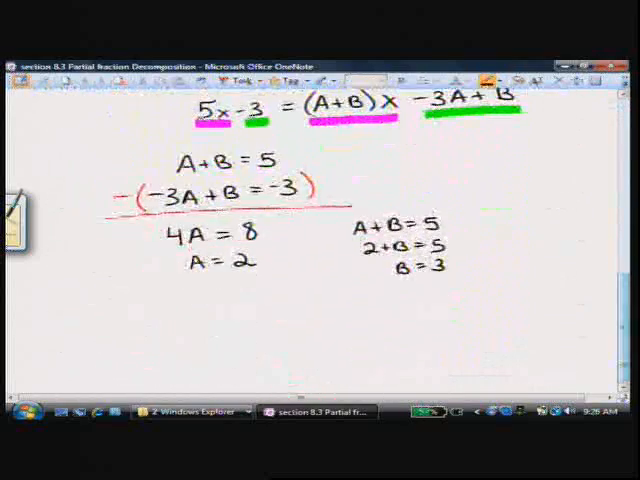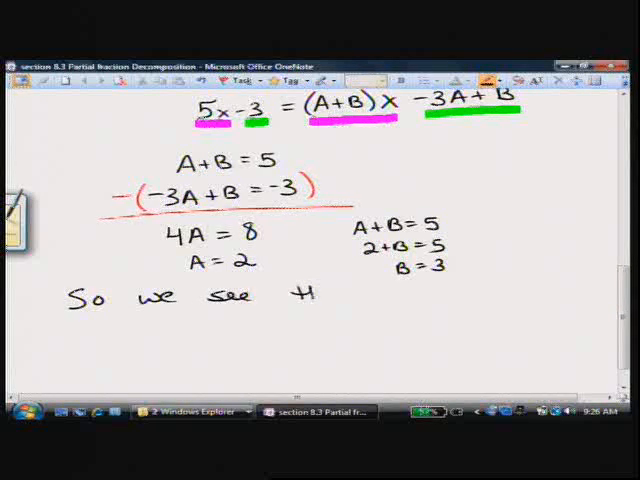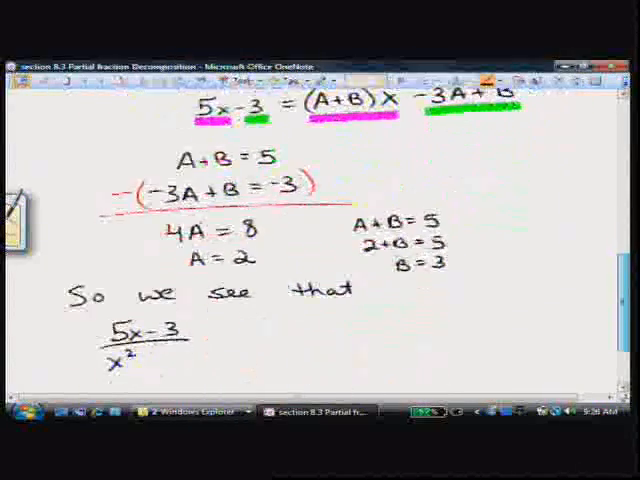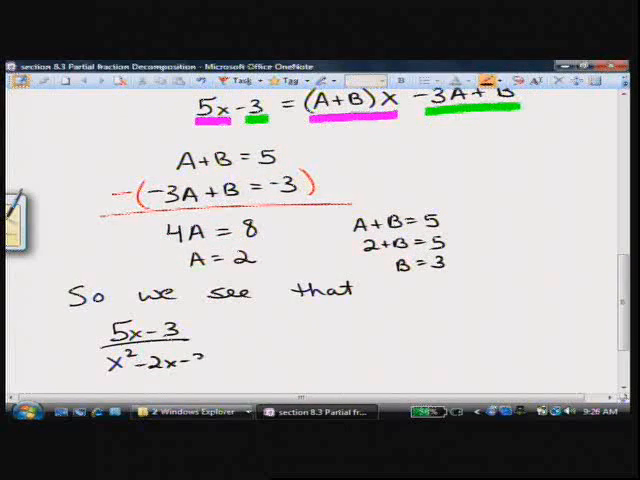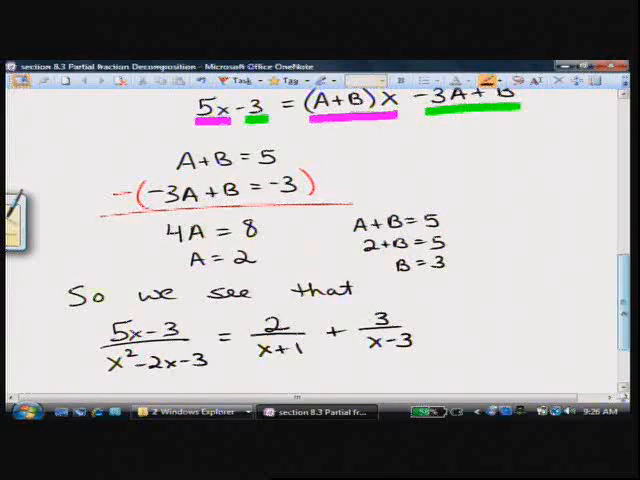So we see that our original expression, which was 5x minus 3 over x squared minus 2x minus 3, can be written as 2 over x plus 1 plus 3 over x minus 3. Okay? So it's kind of fun.